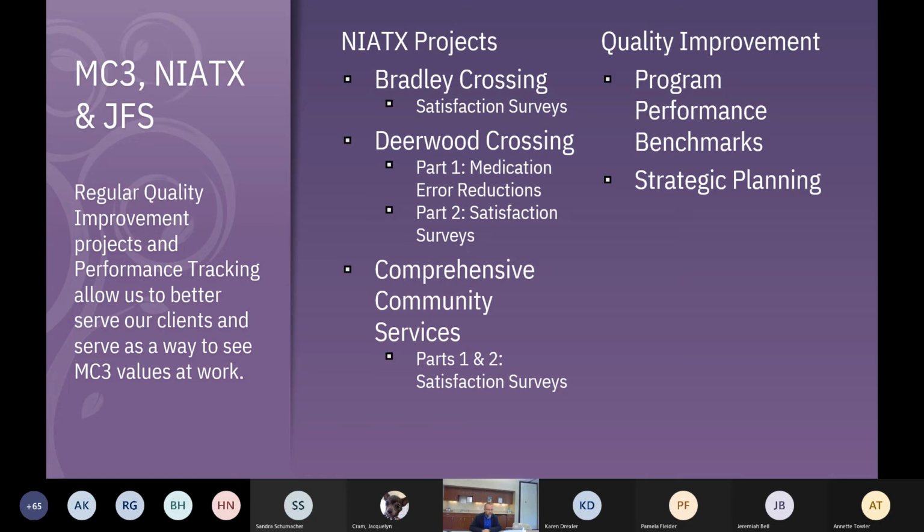I'm willing to bet that if you grab one of my 3 kids right now, they probably could click off for you all of our MC3 values. It's that much a part of what we do here at JFS and part of what I do.